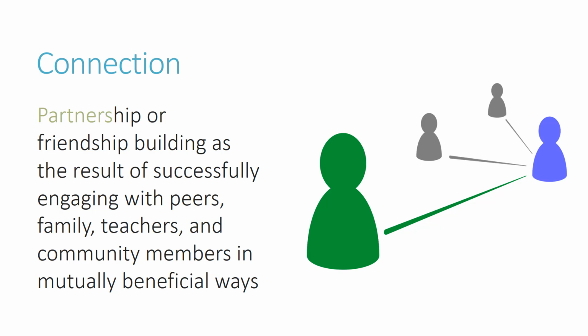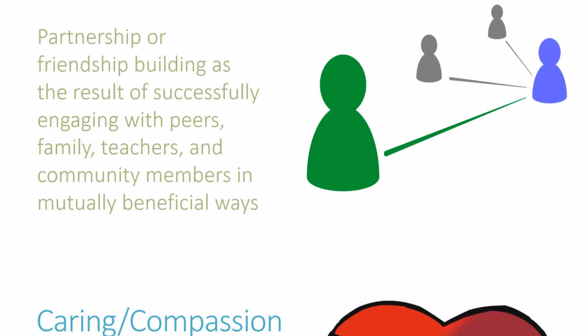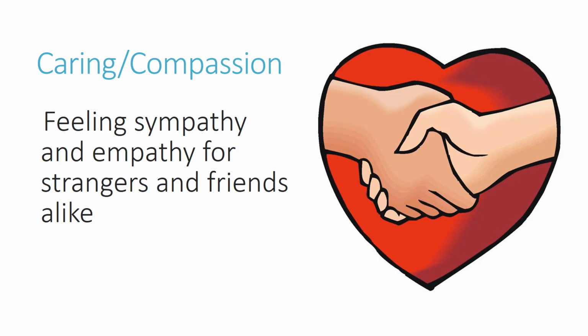Connection: partnership or friendship building as the result of successfully engaging with peers, family, teachers, and community members in mutually beneficial ways. The ability to form healthy relationships indicates that a young person is healthy, as discussed in the social category of youth development. Caring and compassion: feeling sympathy and empathy for strangers and friends alike. Sympathy and empathy show maturity and critical thinking skills and are also indicators of an emotionally mature young person.